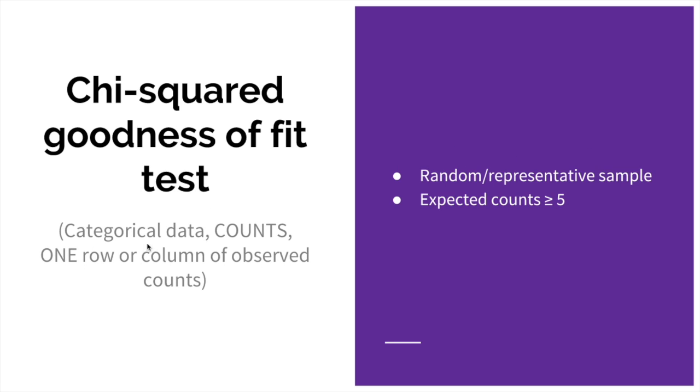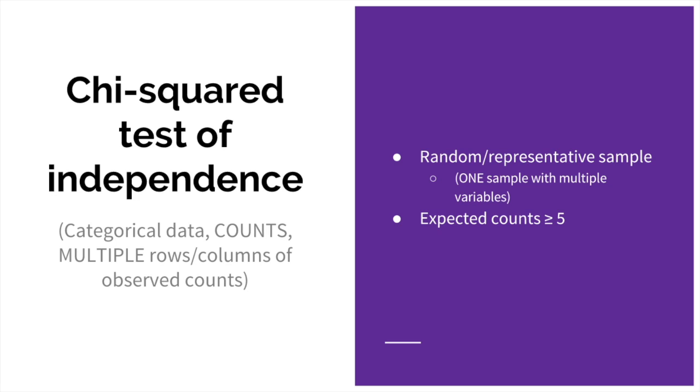Chi-squared goodness of fit test, this is when we have categorical data dealing with counts, and we have one row or column of observed counts, real simple. Random or representative sample, expected counts greater than 5, and that's it. For a test of independence, this is when we have multiple rows and columns of observed counts. We still just have one random or representative sample of its population. It just has multiple variables now, and expected counts greater than 5.